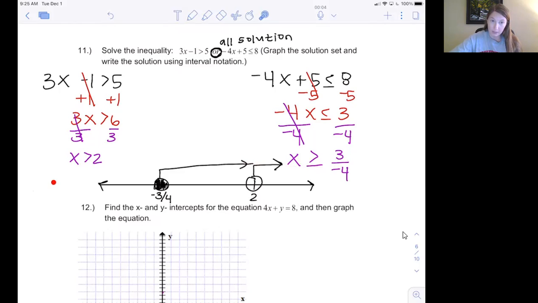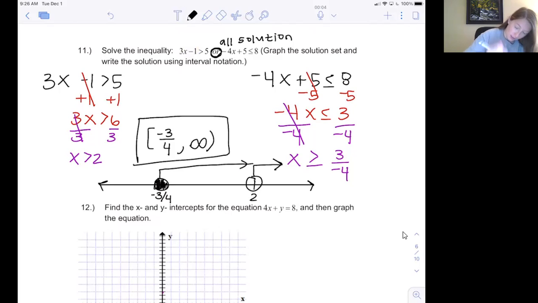So if I start all the way down here at negative infinity, I don't get anything till I get to negative 3/4. That's a bracket because it's a closed circle. And then I just keep going. When I get to 2, I do have this open circle, but this line right here is going to cross it. So it's actually going to include 2. And then these lines just keep going on and on to infinity. So I just have comma infinity. And that's your answer.